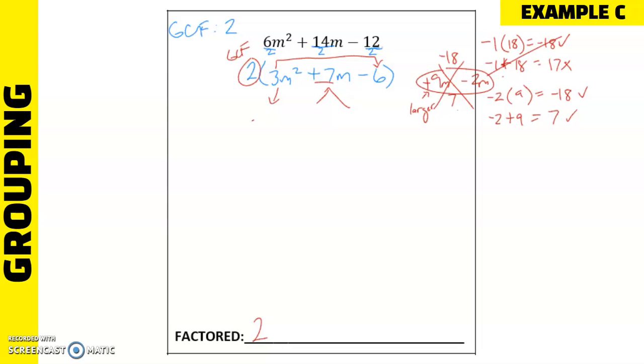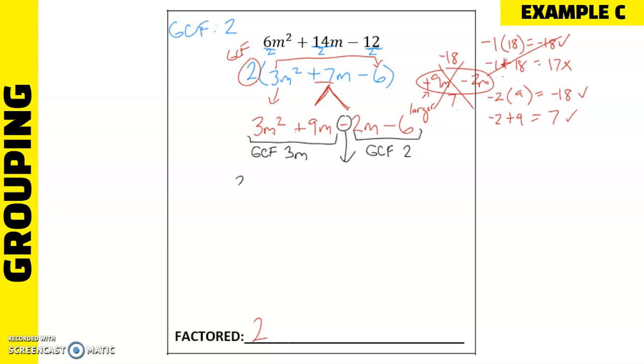I bring down all the original stuff, so 3m squared, split 7m into positive 9m minus 2m. Remember, I could swap the order of those and still come out the same, minus 6. Okay, I'm going to group, because it's my grouping method, first and last 2. Keep that sign right there. Okay. All right, here we go. GCF of the first 2. Both 3 and 9 can be divided by 3. M squared and m share m. Okay. And my second one, 2m and negative 6 can both be divided by 2.